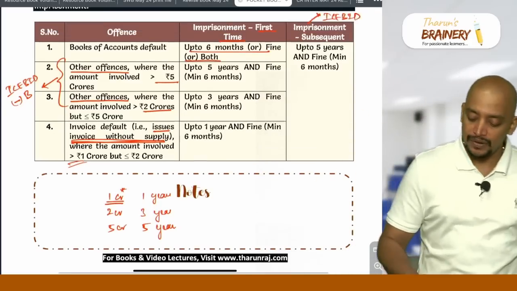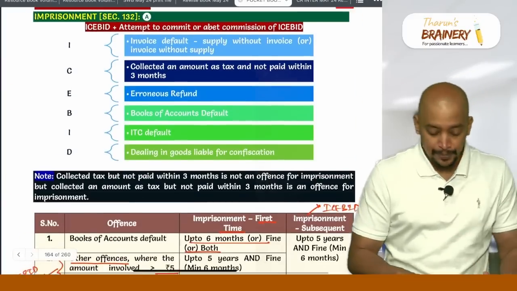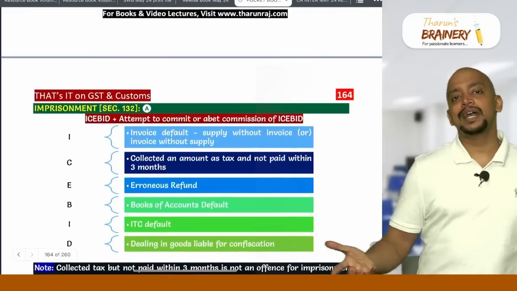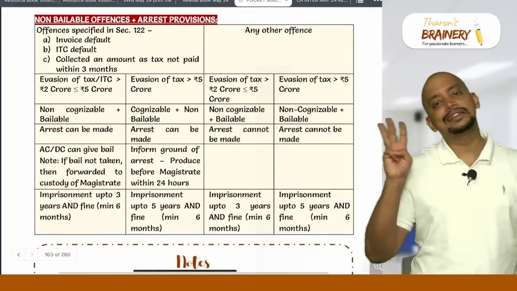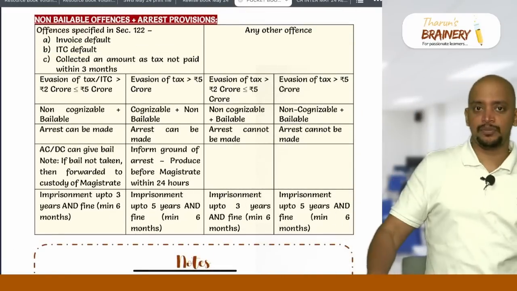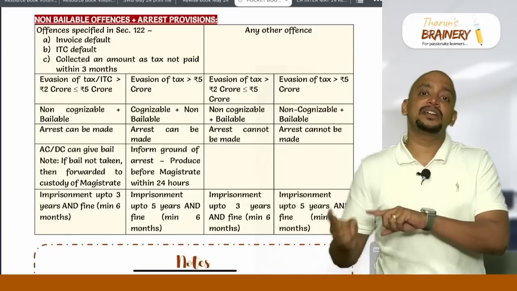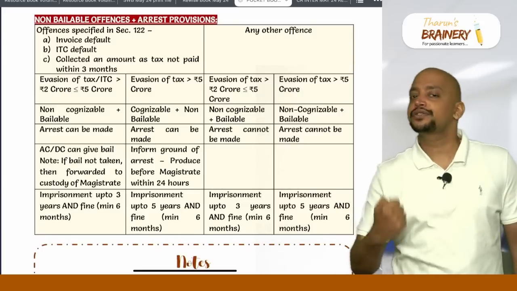Subsequent imprisonment is always up to 5 years plus fine. So this is about the imprisonment table. Now, when there will be arrest, remember arrest will be applicable in case of only 3 offences. There is ICE bid which comes under imprisonment. Just because there is imprisonment, it does not mean there is arrest. Because the person will be taken into the custody, that is known as arrest.